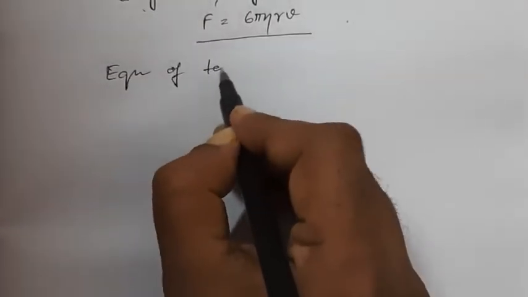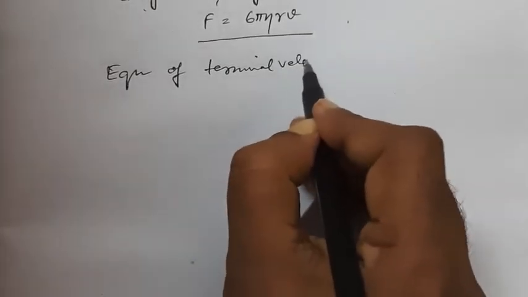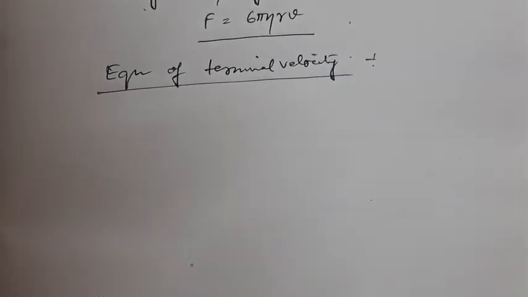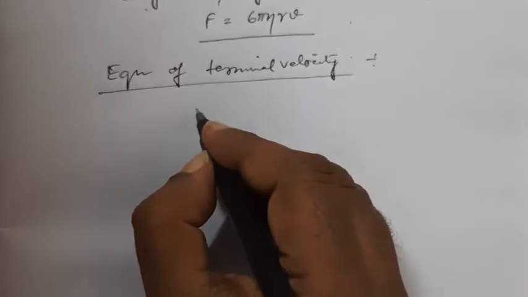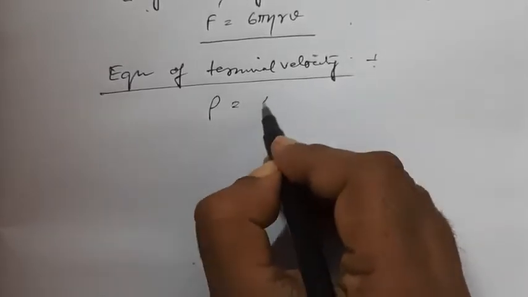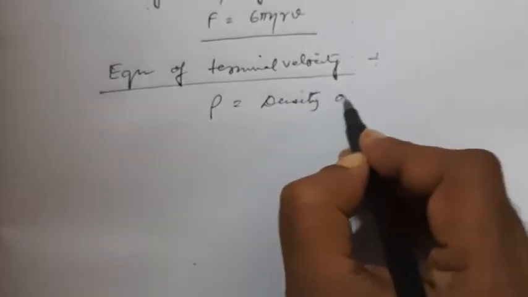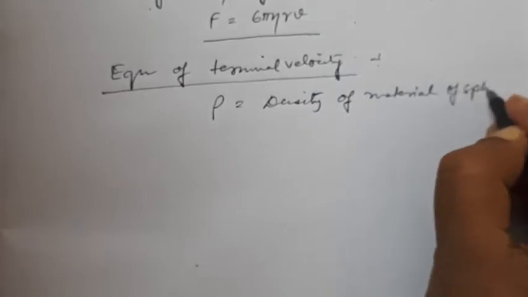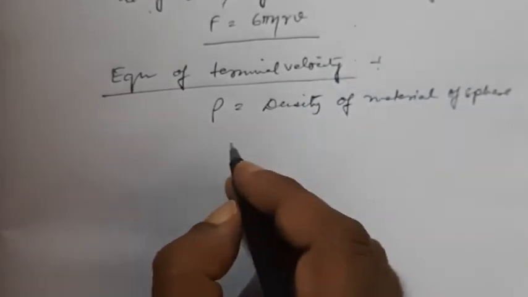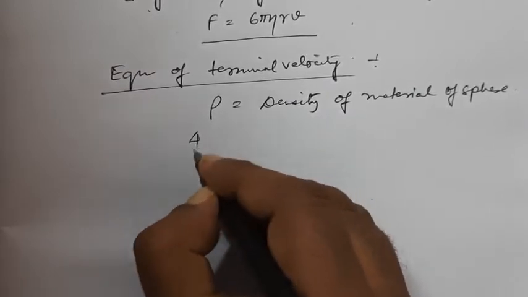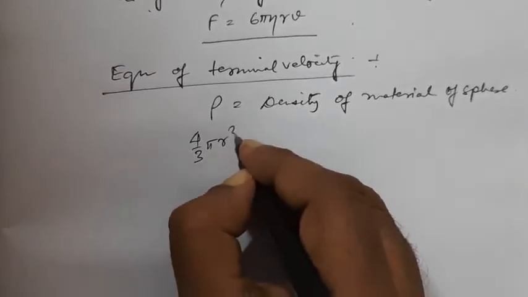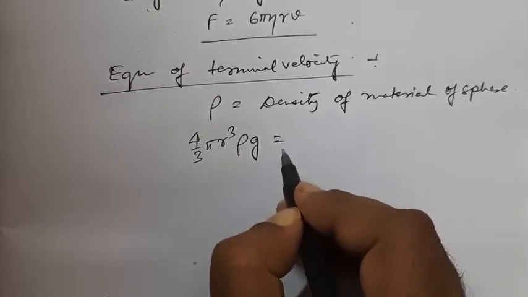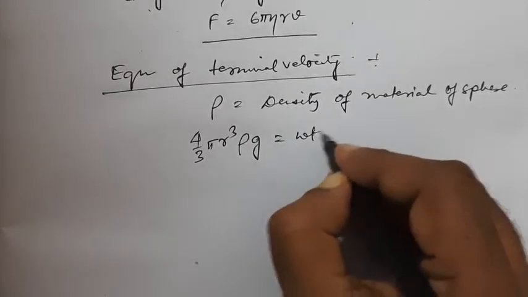Now, how to find the equation of terminal velocity? We can do it if we take the density of the material of the sphere as rho. So 4/3 pi r cube is the volume, multiplied by the density gives the mass, and multiplied by g gives the weight. This is the weight of the sphere.